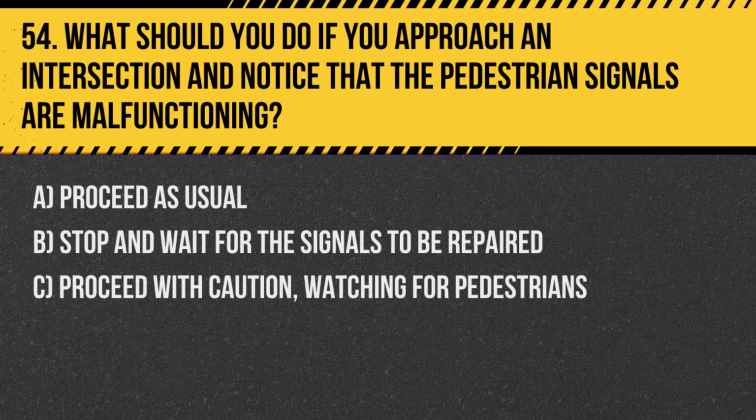Question 54. What should you do if you approach an intersection and notice that the pedestrian signals are malfunctioning? A. Proceed as usual. B. Stop and wait for the signals to be repaired. C. Proceed with caution, watching for pedestrians. Answer: C. Proceed with caution, watching for pedestrians. Drivers must be vigilant and prepared to stop for pedestrians, especially when signals are out.